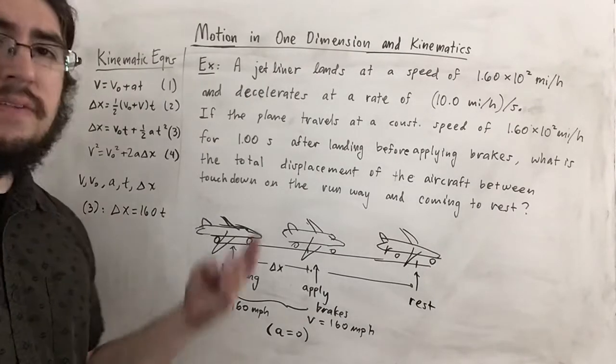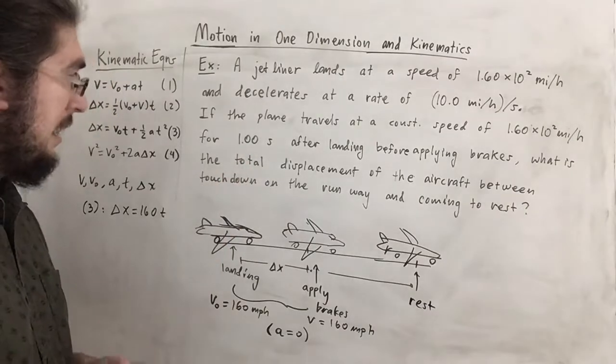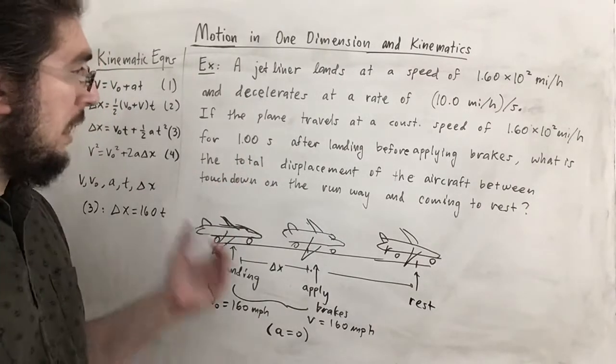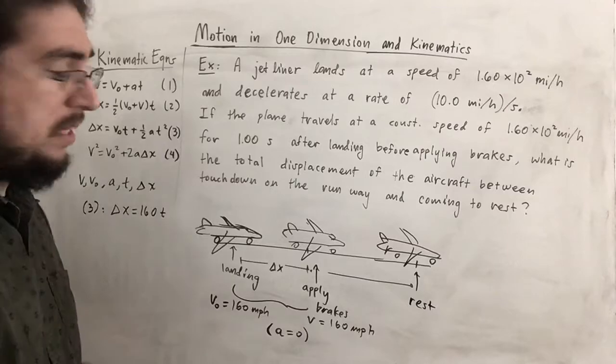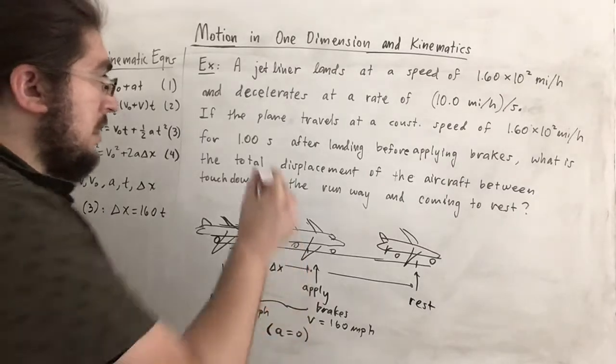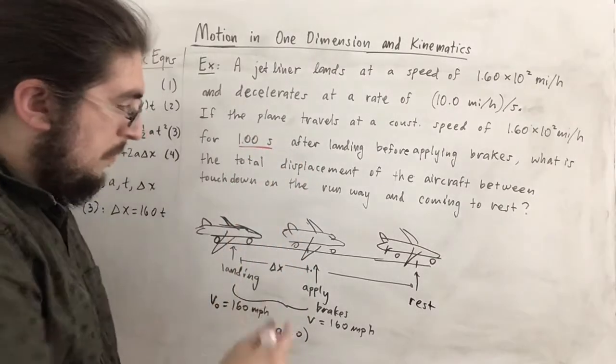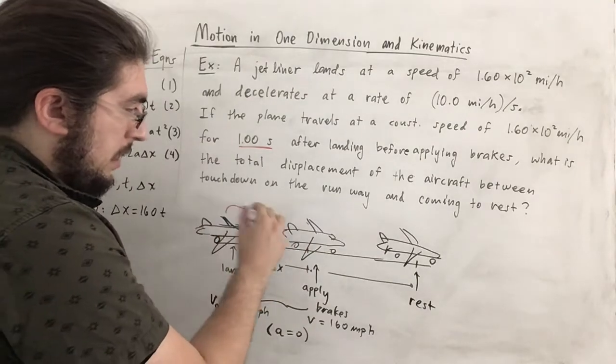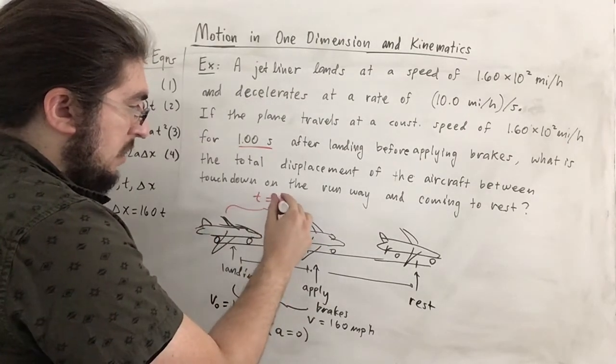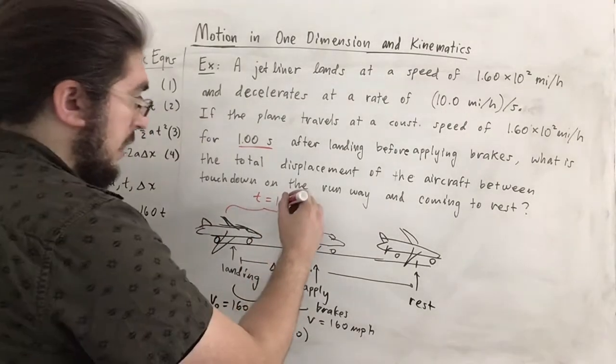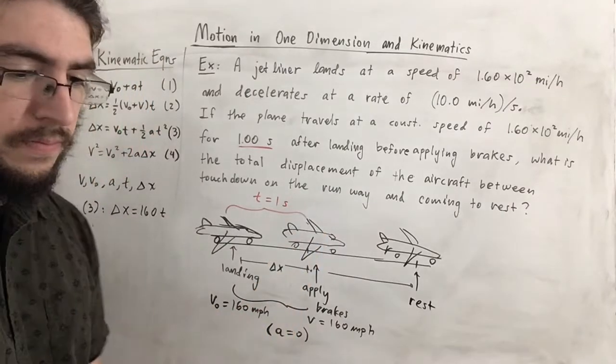But actually we are given time here. We're given time as 1 second. I started labeling things, but I didn't really read through everything. So that's actually good, because in this particular spot, we have that t is 1 second. Whew, nice.